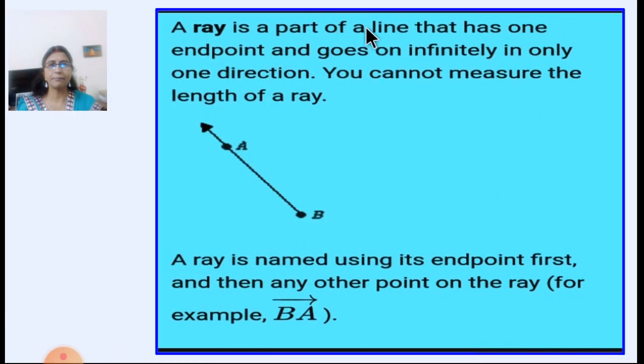Now a ray is a part of a line that has one endpoint and goes on infinitely in only one direction. You can see here it can be extended to infinity only in one direction. You cannot measure the length of a ray. Even a ray cannot be measured. This is one endpoint and this way it can go to infinity. A ray is named using its endpoint first and then any other point on the ray. For example, BA, because this is the endpoint. So you have to name from here. B first we will write and then A, BA, and we will draw a line like this with one arrowhead. So this way we are going to represent a ray.